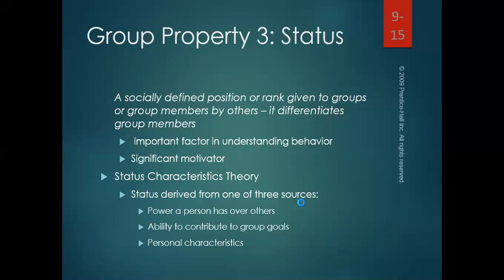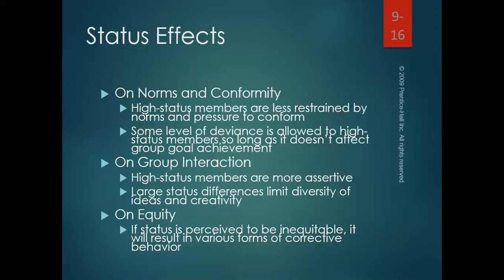Then next is status effects on norms and conformity. High status members are less restrained by norms and pressures to conform. They cannot be very easily conformed. High status people cannot accept other people's norms and values. They have their own norms and values, obviously, so they cannot easily adjust to those norms and pressures. Some levels of deviance are allowed to high status members so long as it doesn't affect group goal achievement.